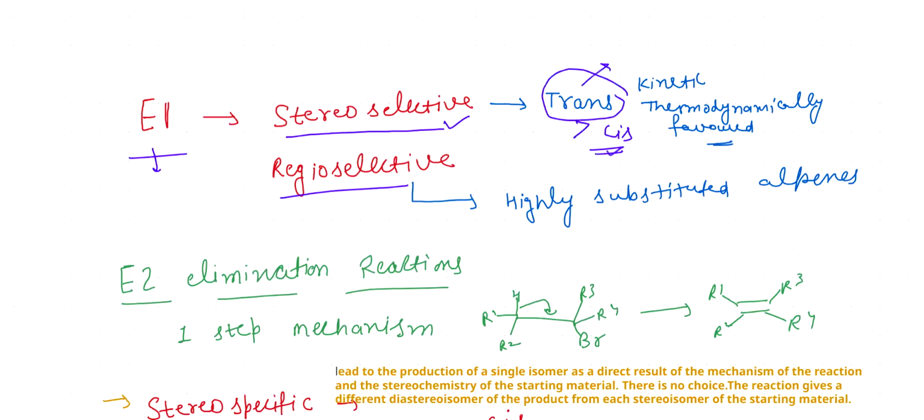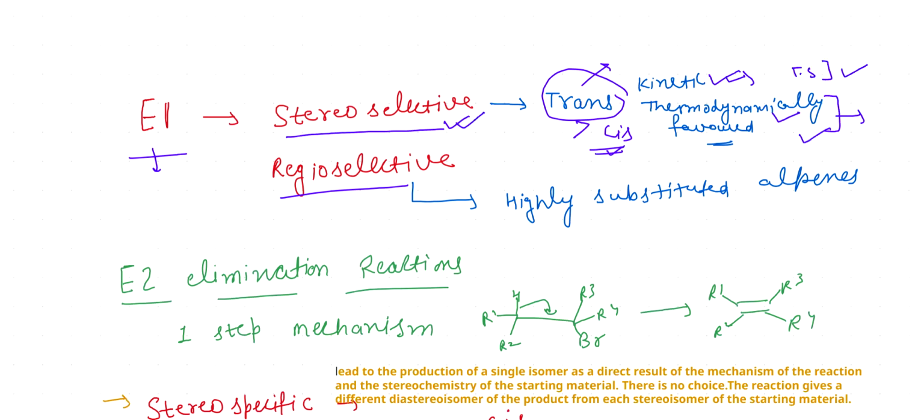That must be either kinetically favored or thermodynamically favored. Kinetically favored means the one in which the transition state is more stable; that product will be formed in major amount. Thermodynamically favored means the product formed is itself more stable, then this will proceed via stereoselectivity. Clear? The next one is regioselectivity.